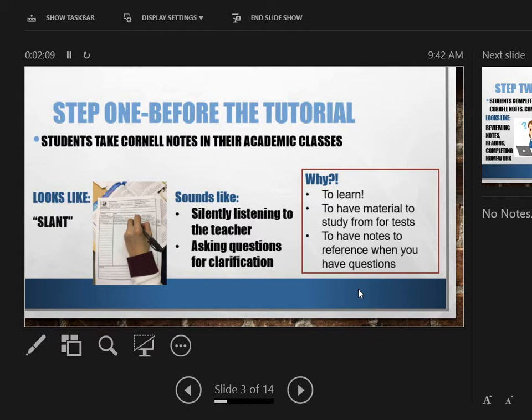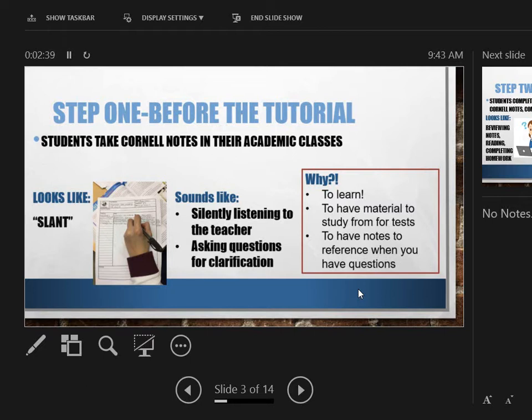Alright, it looks like SLANT. Remember SLANT? You sit up, listen, ask questions, note-taking, and talk to your teacher. It sounds like listening to your teacher, asking questions for clarification. But you're not distracted, you're not talking to your friends, you're focused, all of your attention is on whatever notes you're taking. And why do we take notes in our classes?